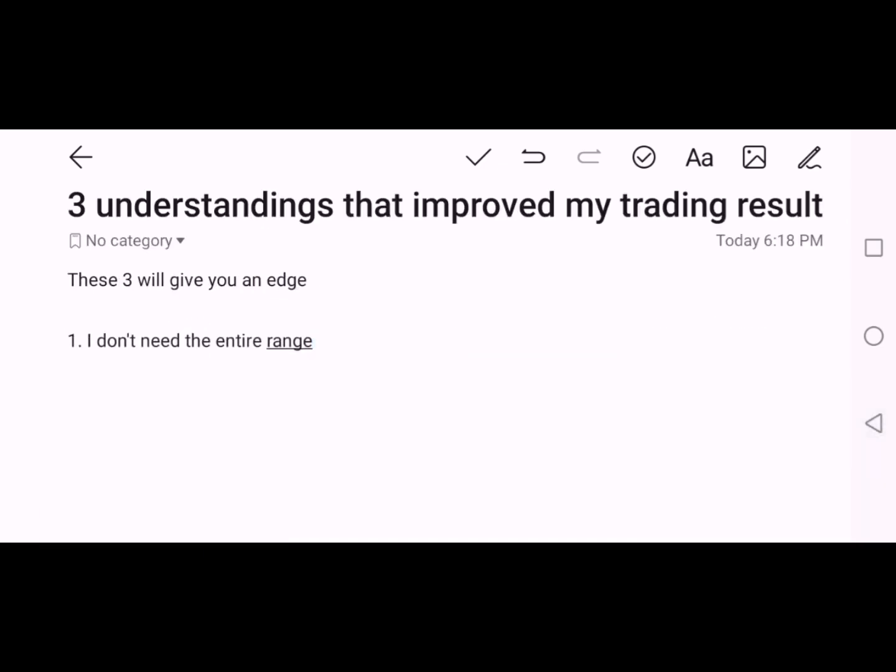Oftentimes, we find ourselves in profit as traders after following a particular strategy, everything aligning, we're ticking our criteria, and we see our trade go in our favor. Maybe the target is about 1:6, and you find that your trade goes all the way to 1:3 or 4, and you keep holding the trade. You don't even adjust the stop loss, or maybe sometimes you do adjust it.